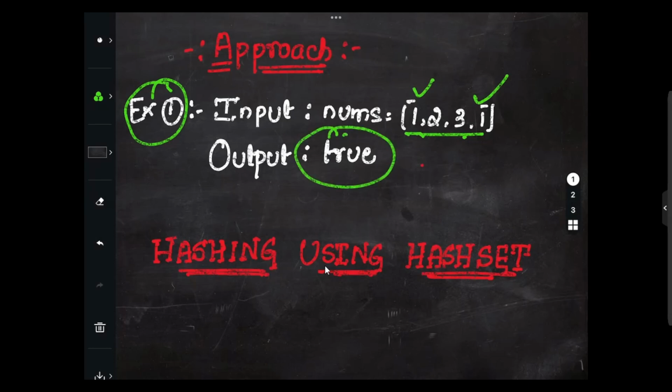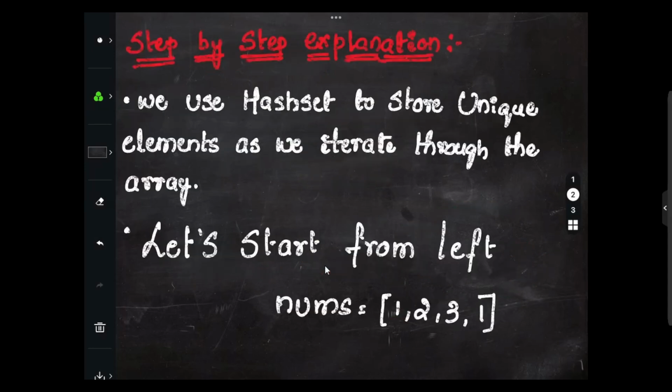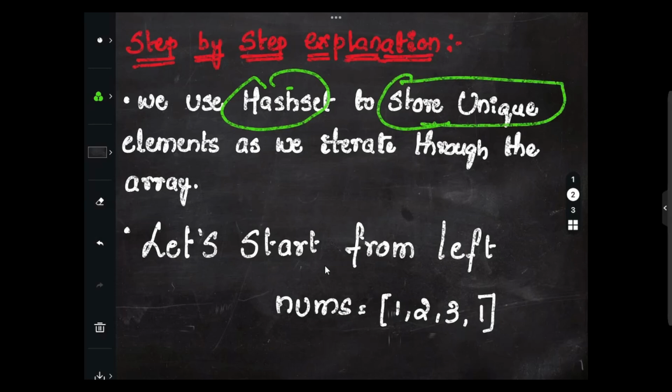We will be going with the hash set approach, which means hashing using a hash set. Just keep this in mind. Let's go through the further steps one by one. As I've said, we will be making use of the hash set. Why are we making use of the hash set here? Because we need to store the unique elements, right? Whenever we need to store unique elements, we go with the hash set.